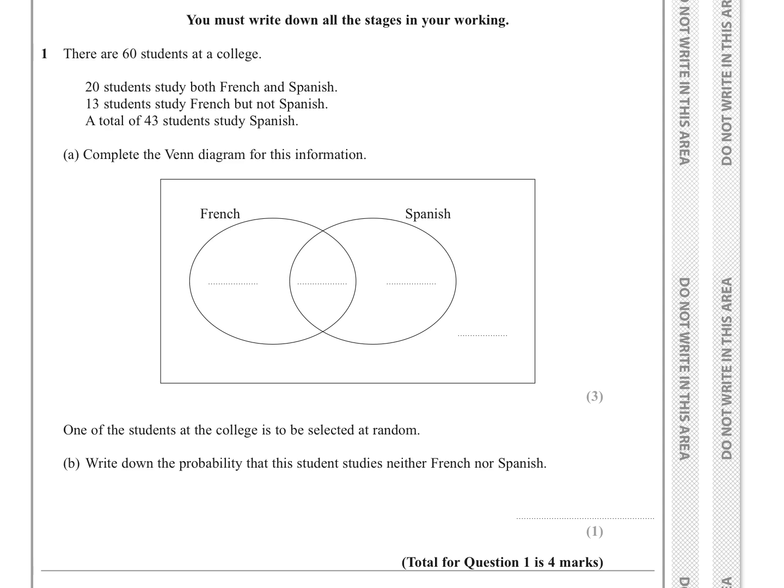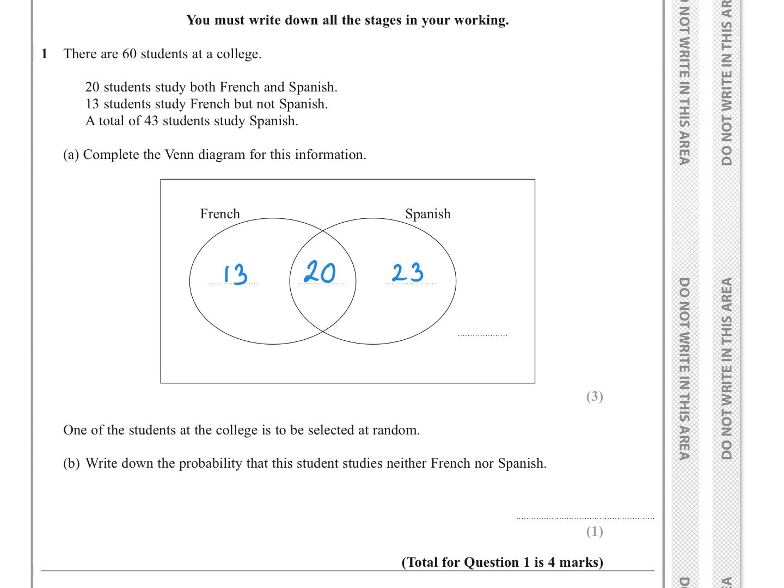Question 1. There are 60 students at a college. 20 students study both French and Spanish. So that's going to be in here. 13 study French but not Spanish. And a total of 43 students study Spanish.